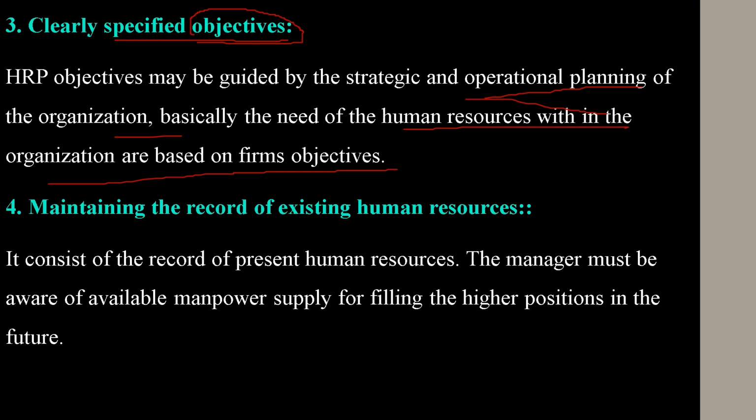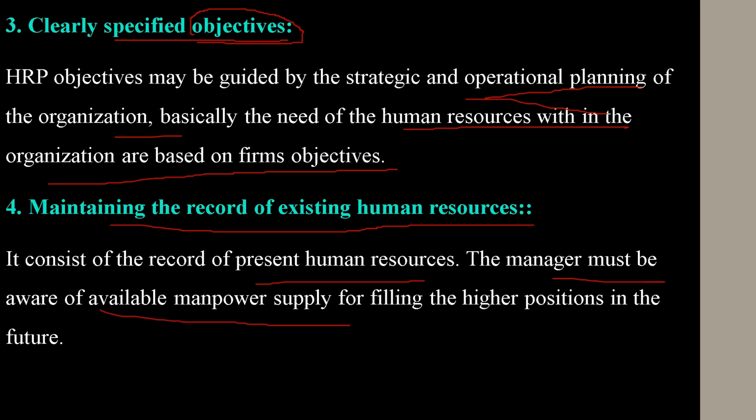HRP is planned accordingly. Next, maintaining the record of existing human resources. It consists of a record of present human resources, and the manager must be aware of available manpower supply for filling the higher position in the future. So if you have any job position to be filled in your organization, you need to be aware of the manpower supply in your organization. You need to understand how many people are working, in which position they are, and check whether they are capable enough to work for that position. Yes, you need to consider all these things here.